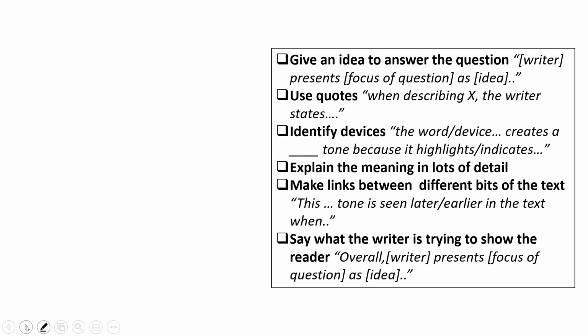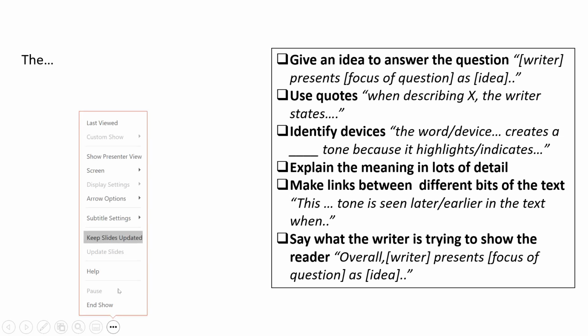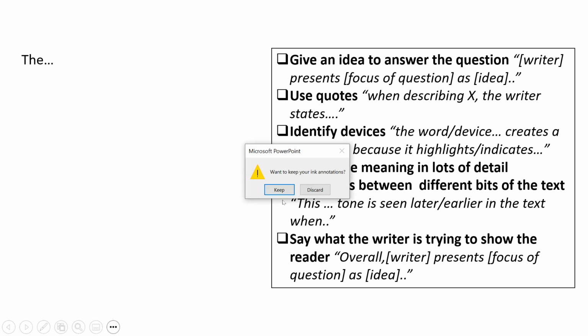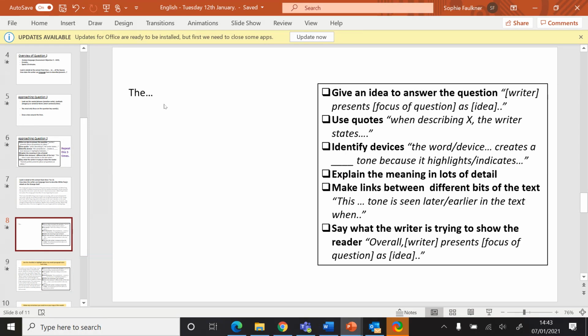So, this is the checklist. What I'm going to do now for you is model a paragraph. Like I say, you're going to write three paragraphs. So, I'm going to model the first paragraph for you. My first step is to give an idea to answer the question.